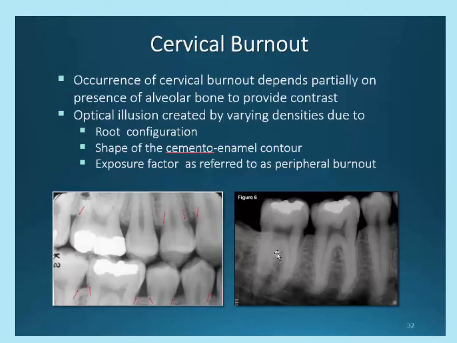So let's take a closer look. Look at these red arrows. They're identifying these areas of cervical burnout. These are not areas of decay. Note how closely related they are to the alveolar crest. That is an indication that they are not decay. They are covered with bone.